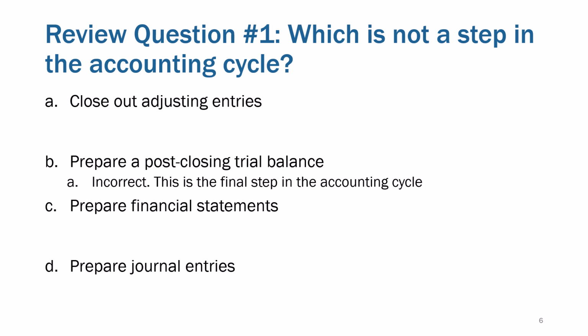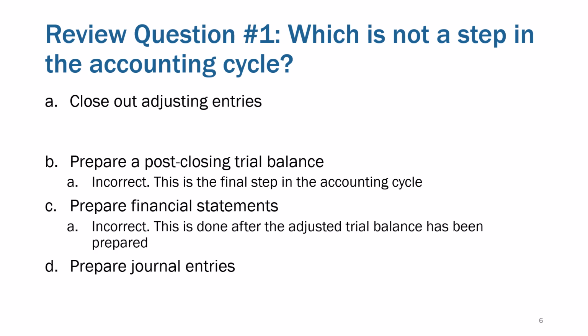All right. Well, it is not preparing a post-closing trial balance. That's the final step in the accounting cycle. It's not preparing financial statements. That's done after the adjusted trial balance has been prepared. It's not preparing journal entries. That's kind of like the first step, something that you're doing all throughout.